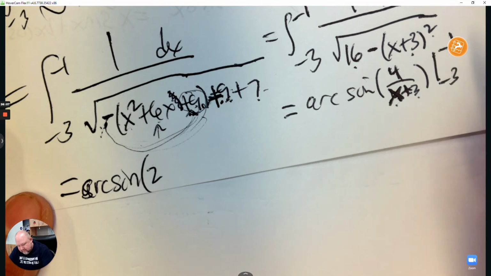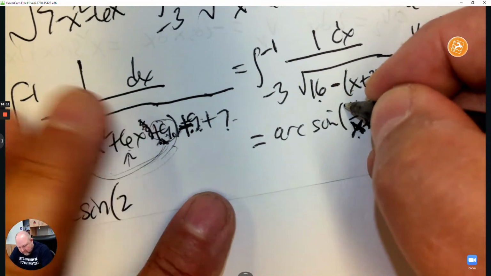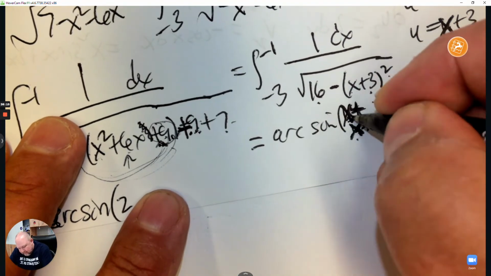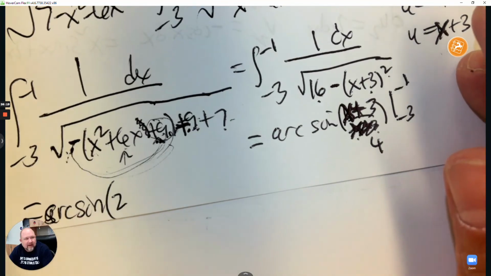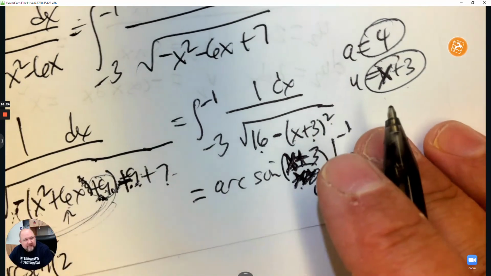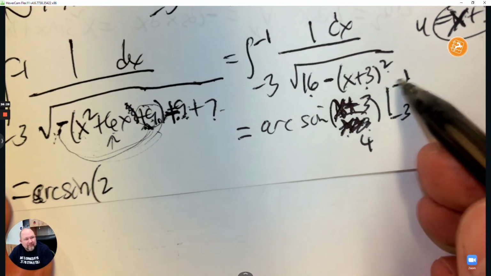Oh, it's the other way around. It's u divided by a. Arcsine can't be 2. That's not the domain restriction, so I know I made a mistake. So it is x plus 3 on top and 4 on the bottom. I think I actually said u over a, but I didn't write down what I said. Anyways, plug negative 1 in.